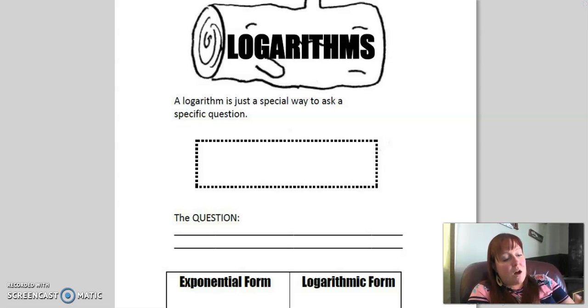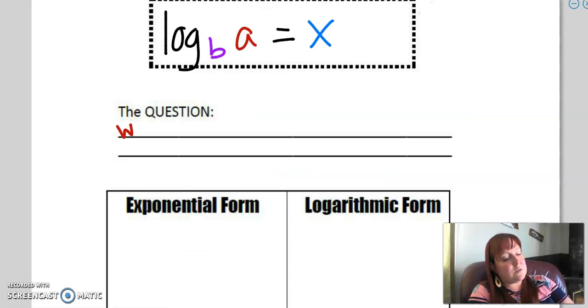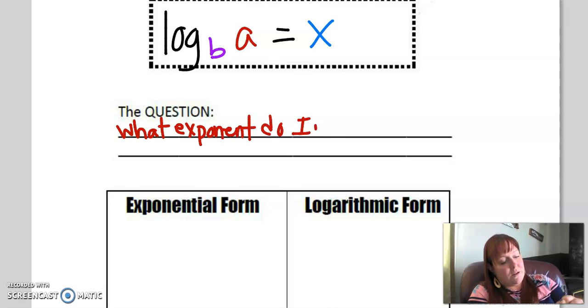All right, so remember that logs are written in this form: log base b of a equals x. They answer the question, what exponent do I need? I can't write as fast as I can say it. What exponent do I need on b to get to a?